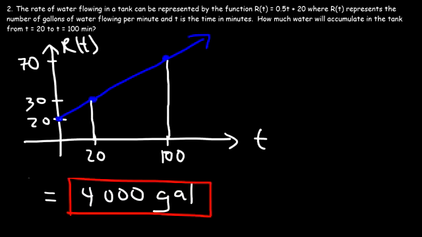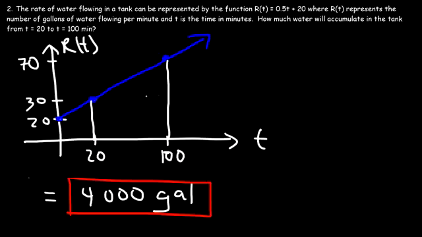This area, let me shade it, represents the increase in the volume of water that's already in the tank. It doesn't represent the total amount of water that's in the tank at 100. It simply represents the change in the volume of water in those 80 minutes. So let's calculate the area under the curve.